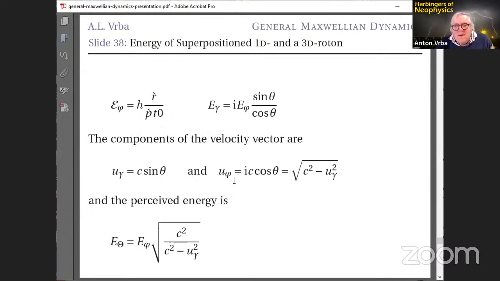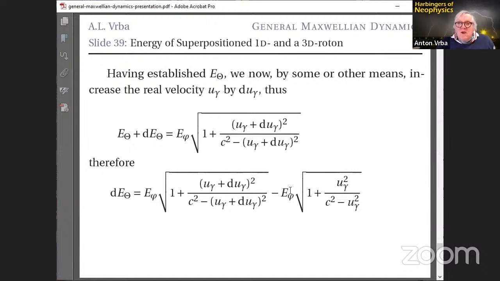And if I square them and add them together, I get c squared minus, or rather this u theta is c squared minus u gamma squared, and the perceived energy is this. Now, we can do some fancy work here.